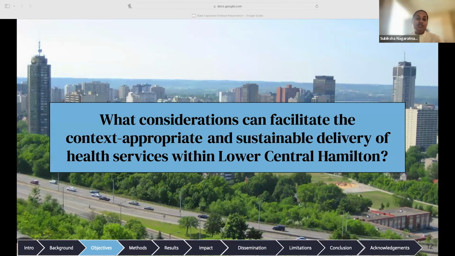Our primary research question was, what considerations can facilitate the context-appropriate and sustainable delivery of health services within Lower Central Hamilton? Context-appropriate refers to delivery of care that's specific to the health needs of residents, while sustainable delivery of services refers to providers being able to meet residents' needs at present and into the future.